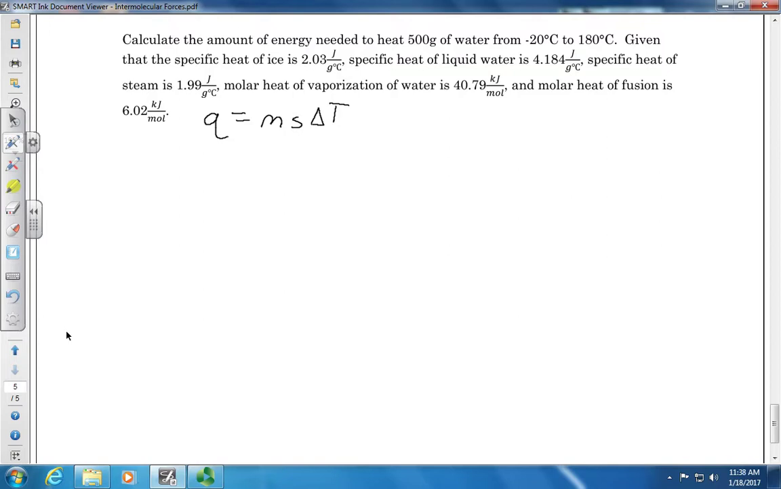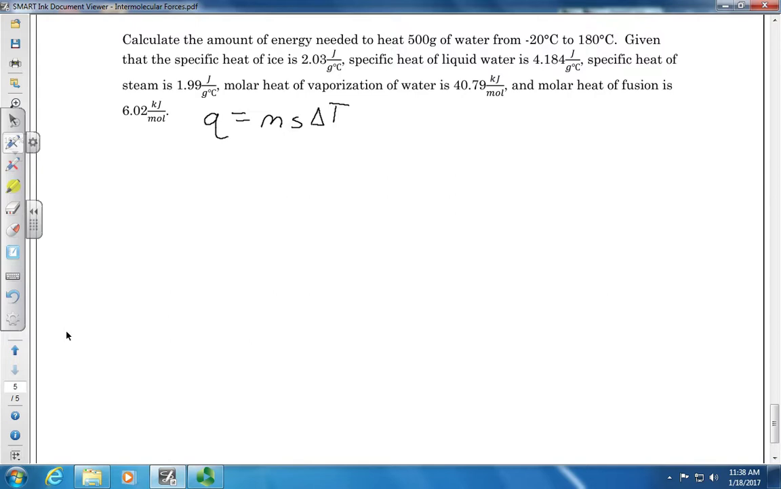The third stage is going to be going from 0 to 100. It's liquid water that whole time. And so you just account for that change in temperature. Then at 100 degrees Celsius, it goes from a liquid to a gas. It goes from liquid water to vapor. Steam is what we refer to it as. And so you're going to want to account for the vaporization of water at 100 degrees Celsius.